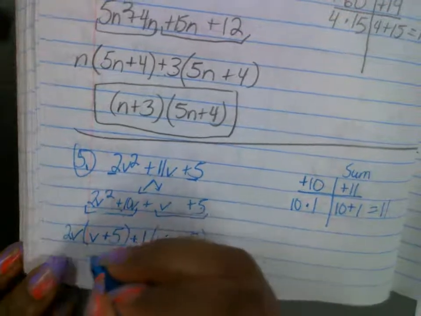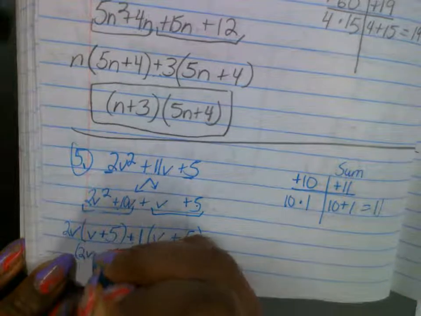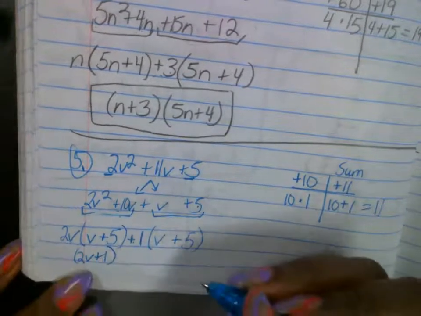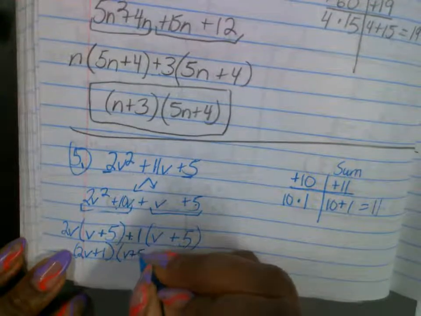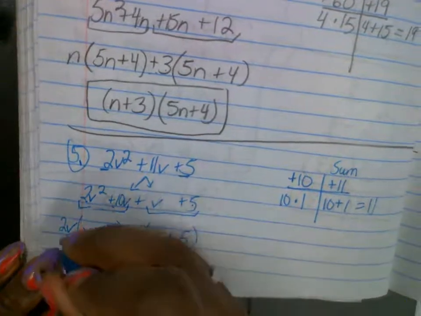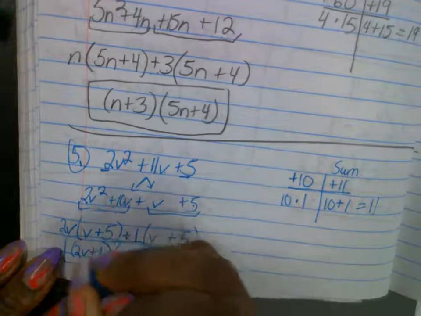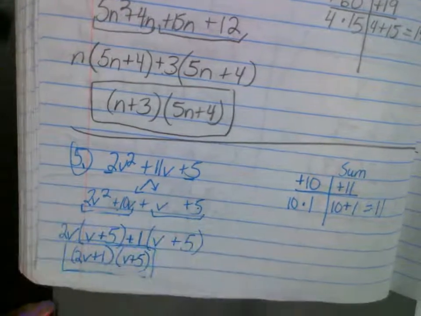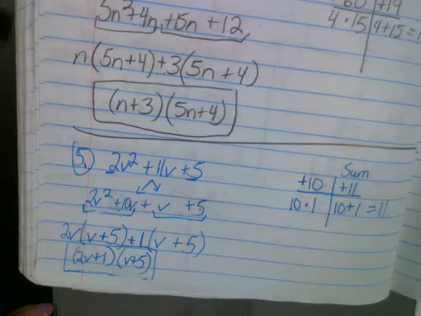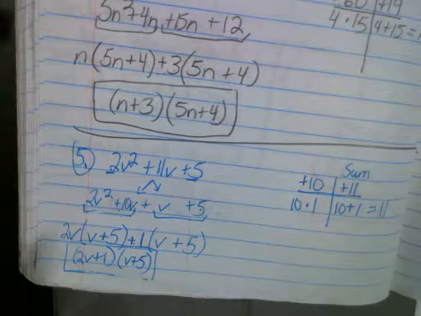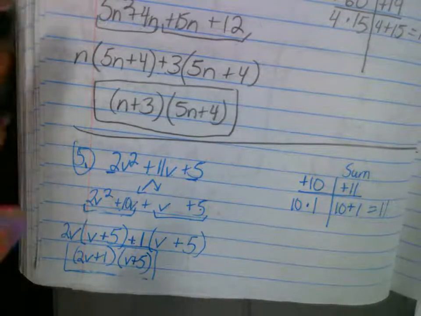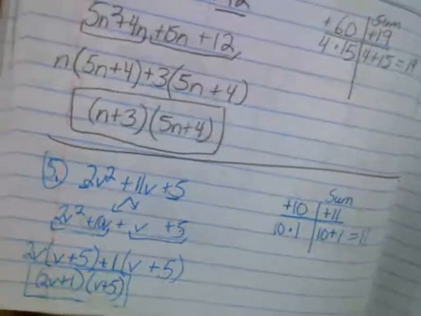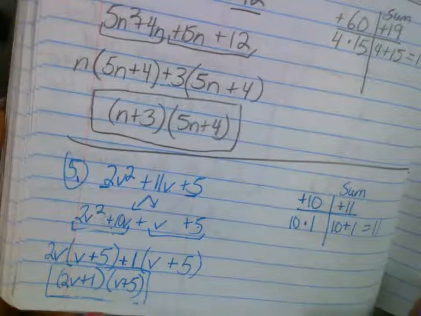Say again. 2v plus 1 in parentheses. Very good. Times the v plus 5. Any questions about how we get these 2 binomials as our factors? Okay. Did anybody get that right on their own? Okay. That's good. Anybody still copying?